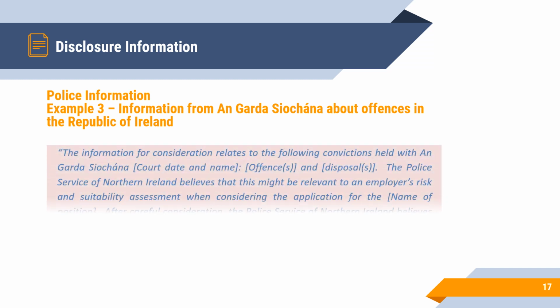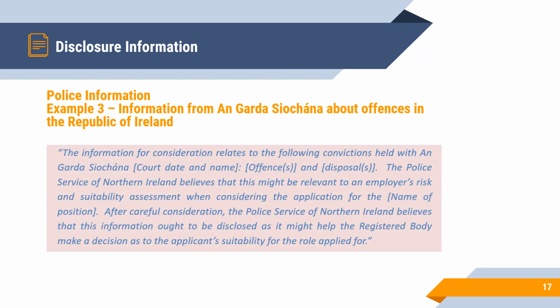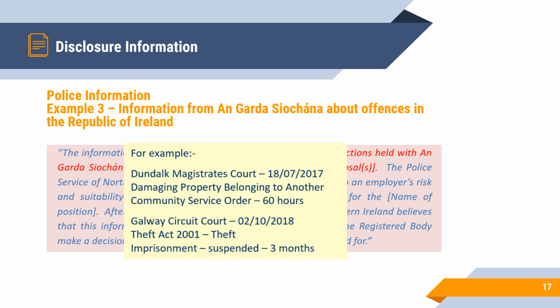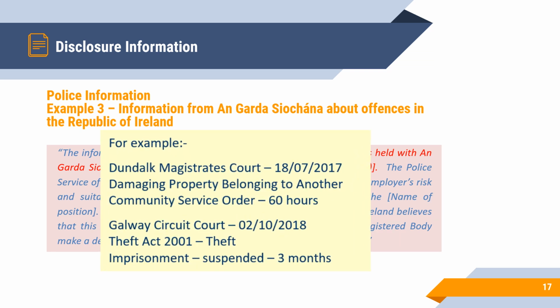An example of a Garda disclosure is as displayed on screen. Again, and like the EU disclosures, only conviction information is disclosed here, including details of the court name and date, along with the offences and the court disposals. Examples of such information might read like those displayed on screen. Here the individual has two convictions, one from Dundalk Magistrates in 2017 when a 60-hour community service order was handed down, and another from Galway Circuit Court when a 3-month suspended sentence was ordered for theft.